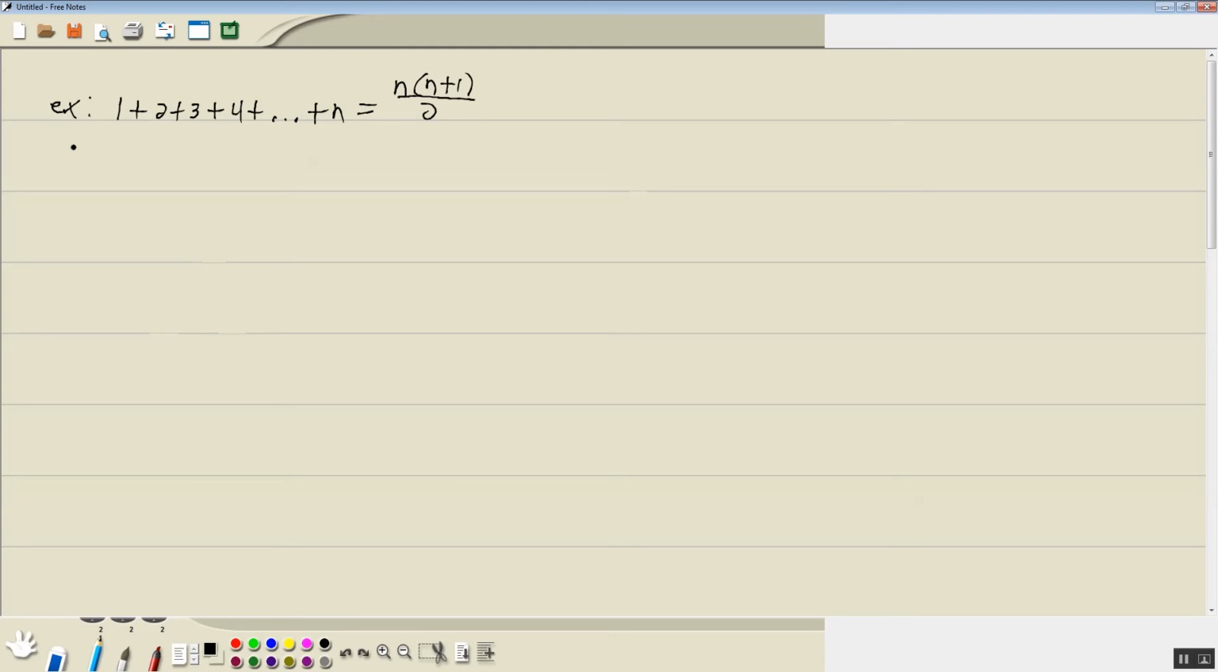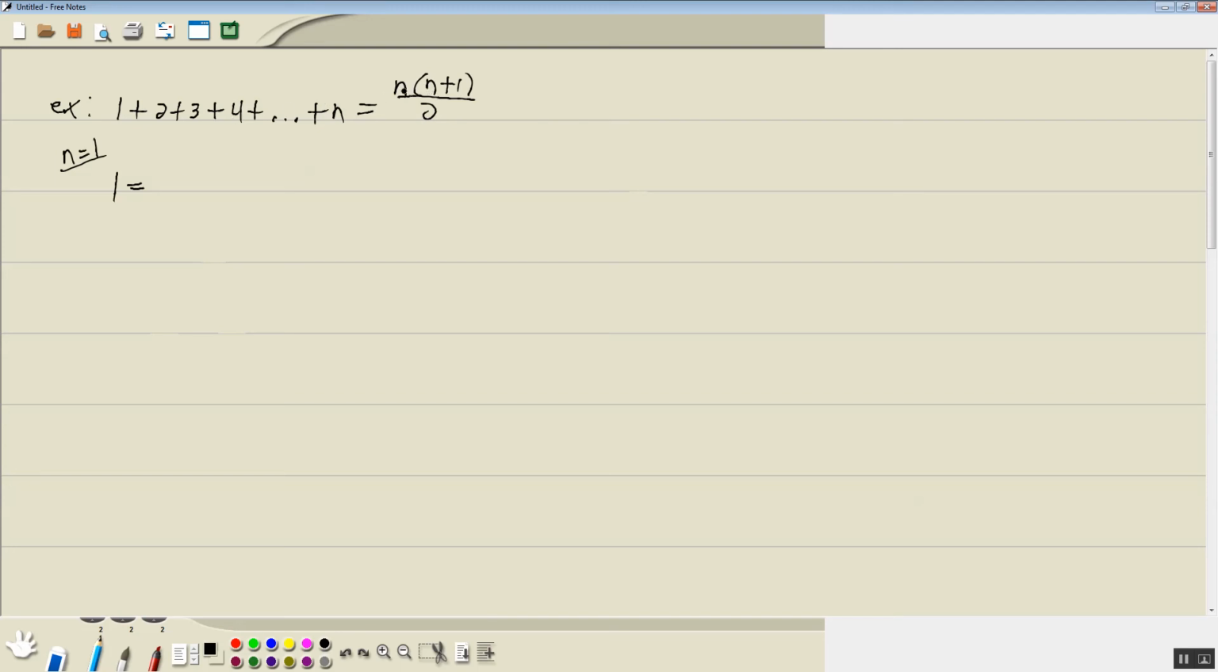The first thing you do in a proof by induction is you show that it's true for n is equal to 1. So I'm going to plug 1 in on both sides. Now in this case, if I were to indicate that n is equal to 1, that's just 1. If n is equal to 3, I'd have 1 plus 2 plus 3. So you go to however many your n goes up to.